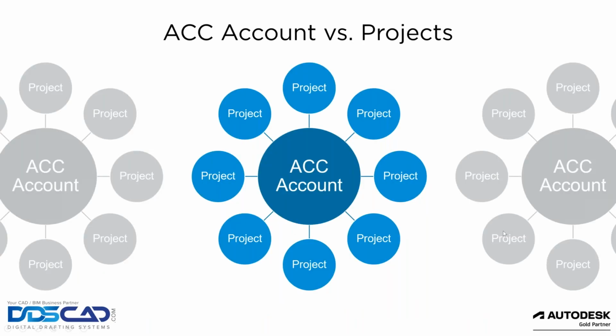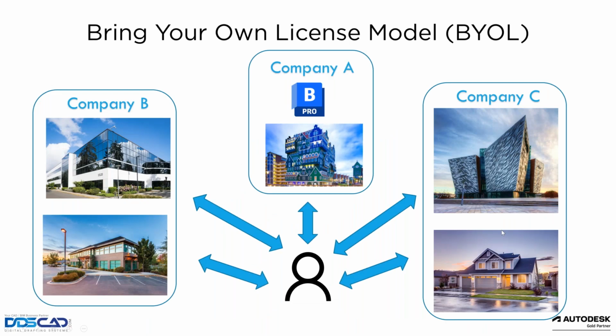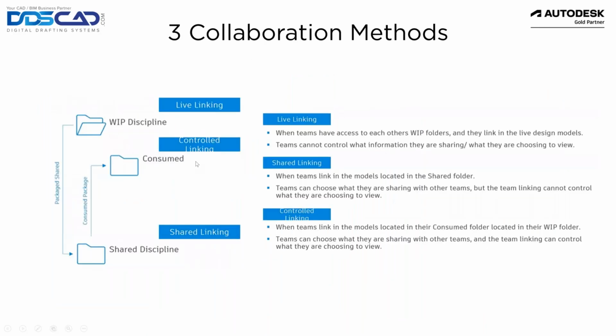The way around that is to use one of the controlled linking methods or the shared linking method. Those are the 2 other options. The shared linking method adds one more step, where the team who's made those changes has to decide when they're ready for the rest of the collaborators to see those changes, at which point they're going to share those changes using a shared package.